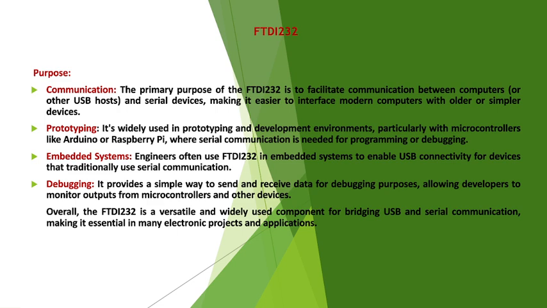Embedded systems. Engineers often use FTDI232 in embedded systems to enable USB connectivity for devices that traditionally use serial communication. Debugging. It provides a simple way to send and receive data for debugging purposes, allowing developers to monitor outputs from microcontrollers and other devices. Overall, the FTDI232 is a versatile and widely used component for bridging USB and serial communication, making it essential in many electronic projects and applications.